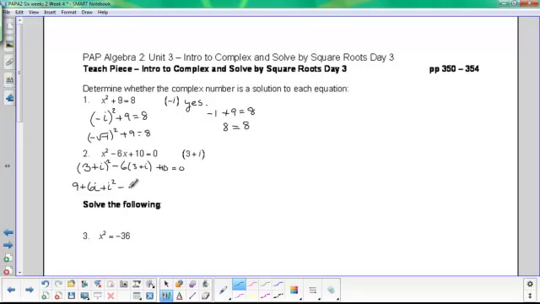Distribute, we get -18 minus 6i plus 10 equals 0. Combining like terms, we get 1 plus i squared equals 0. i squared is -1, so 1 minus 1 equals 0. 0 equals 0. Yes, it is a solution.